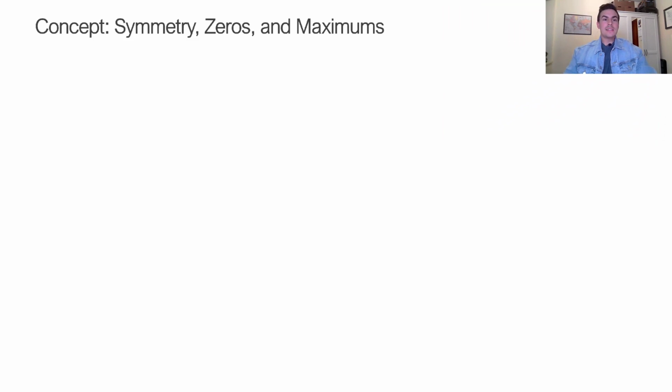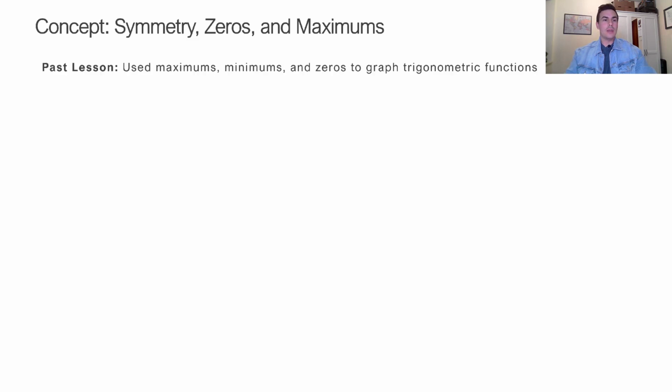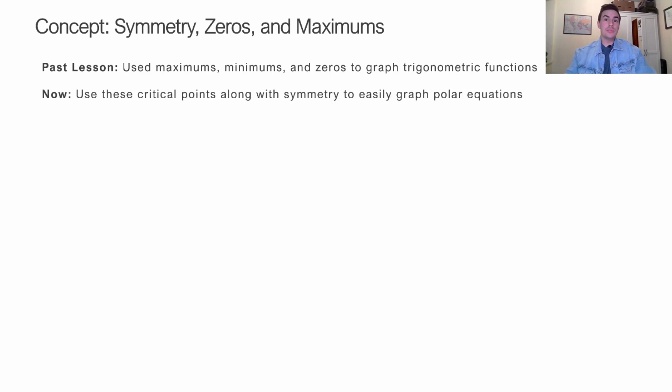Okay, we've been looking at symmetry to help us graph our polar curves, but now we're going to take a look at zeros and maximums. Because if you recall in previous lessons when we were graphing our trig functions, we used maximums, minimums, and zeros to really quickly and accurately sketch graphs of trig functions, right? So now we're going to use those critical points along with our symmetry to really easily and quickly graph our polar equations, okay? Let's see how we do this.